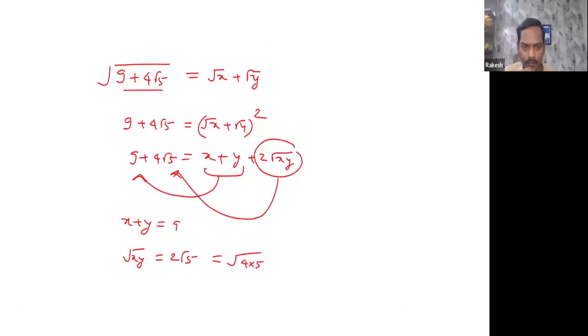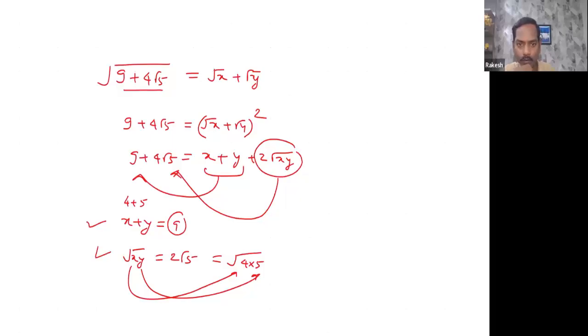If I take the value of x to be 4 and the value of y to be 5, am I getting 9? Yes, I'm getting it. This we can just do by observation. So we can see that the assumption of x equal to 4 and y equal to 5 is satisfying both the equations. So we have identified the value of x and y.